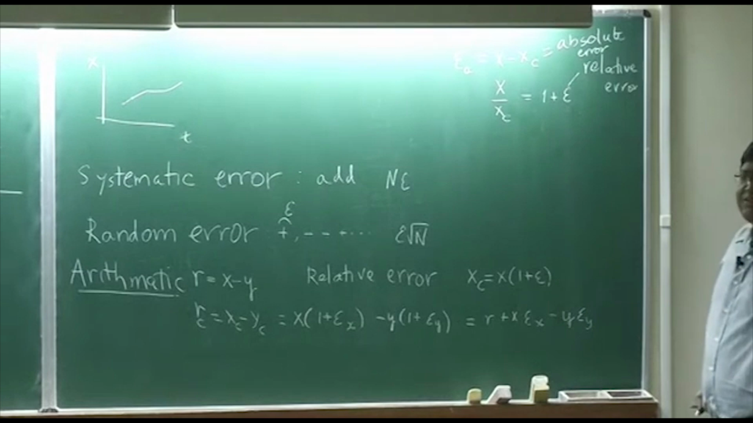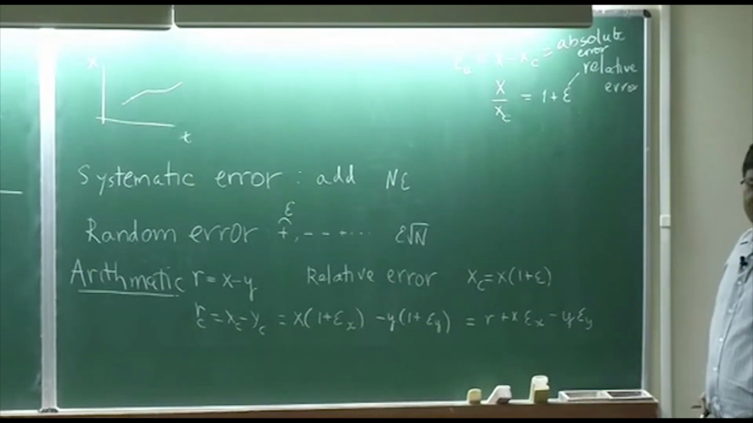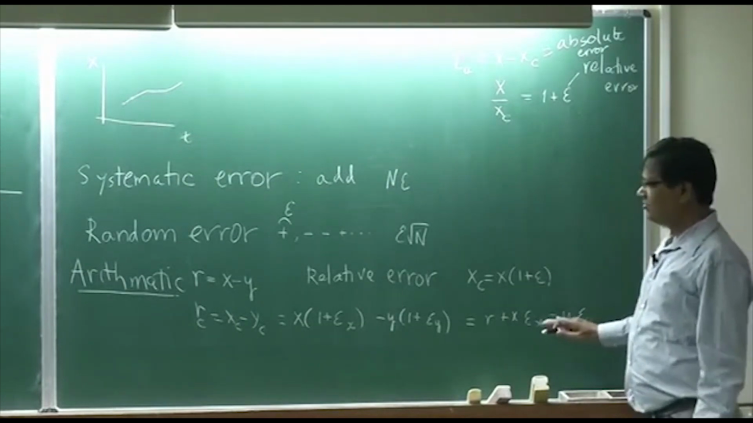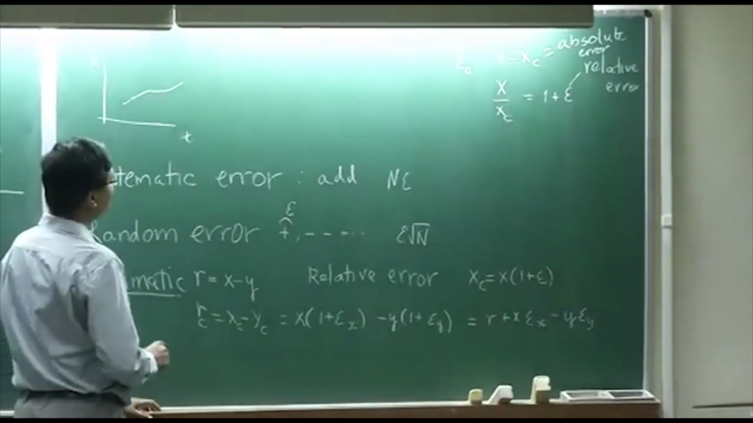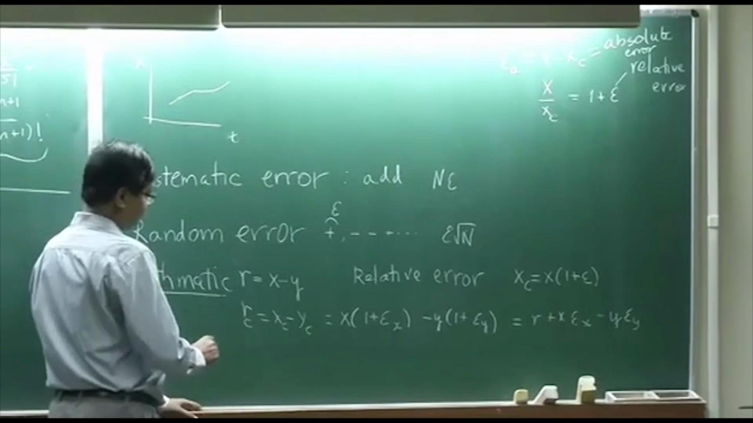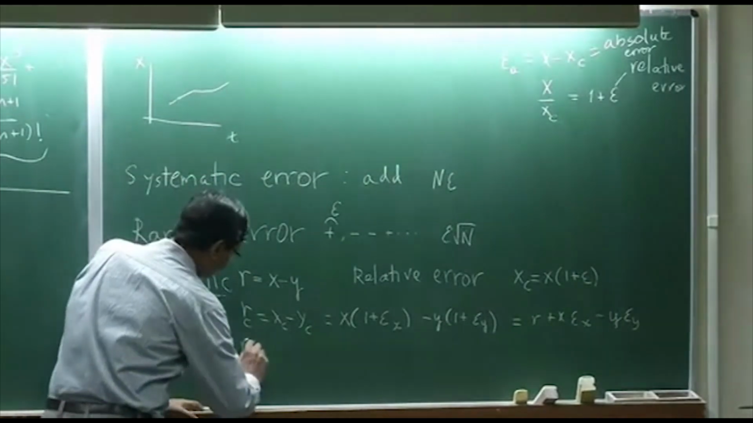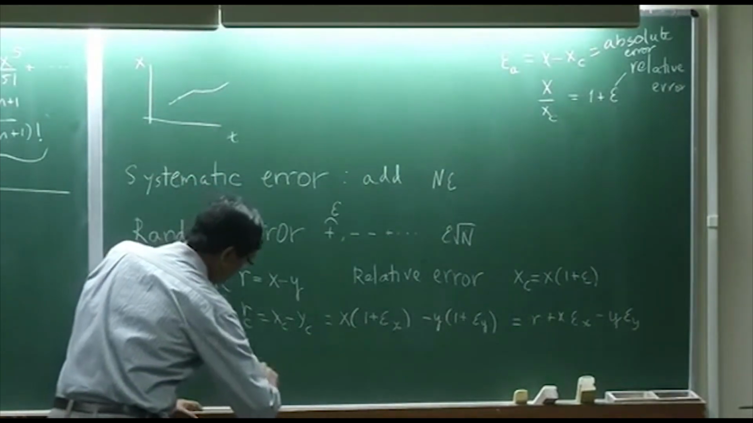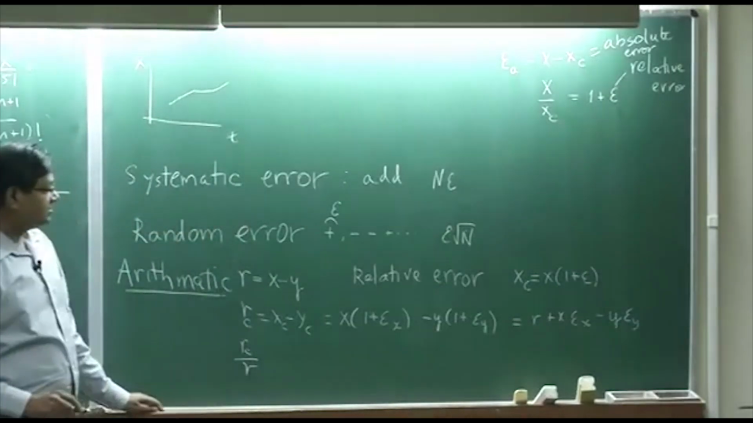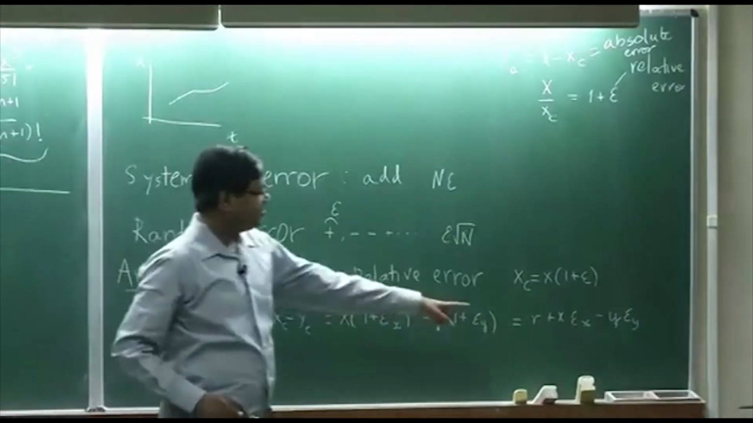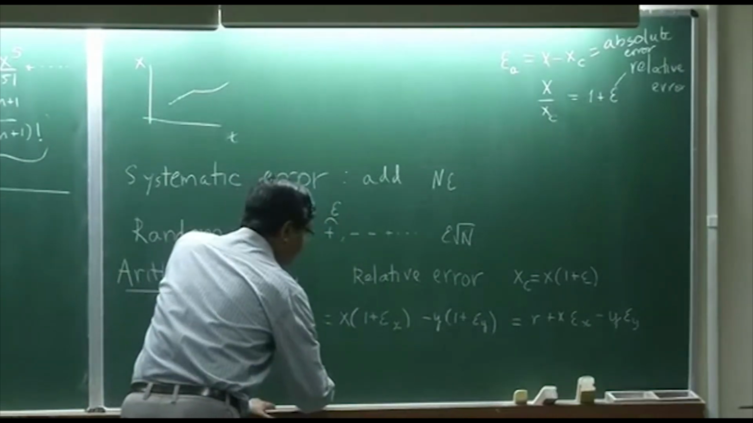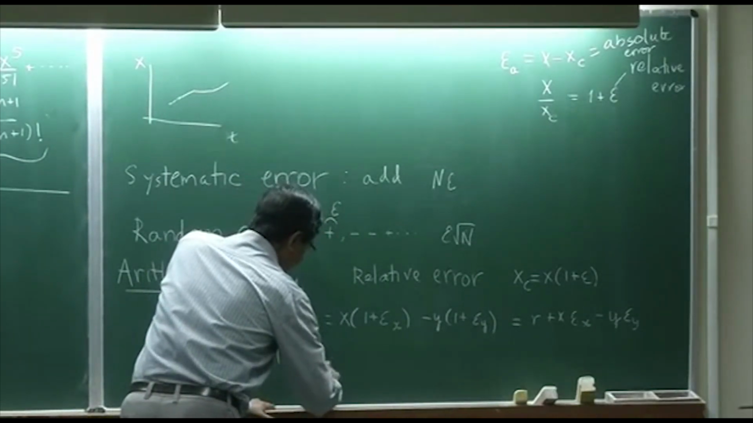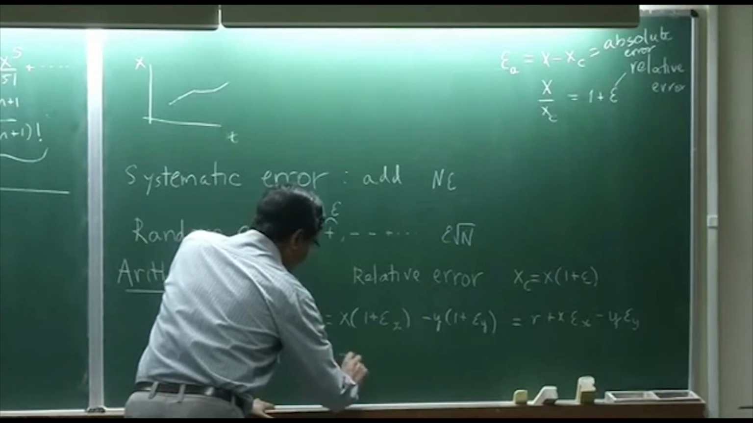Now let us look at relative error in R. So, my space is getting eaten up, so I am going to write it here, RC by R. What is RC by R? So, this becomes 1 plus x by R epsilon x.